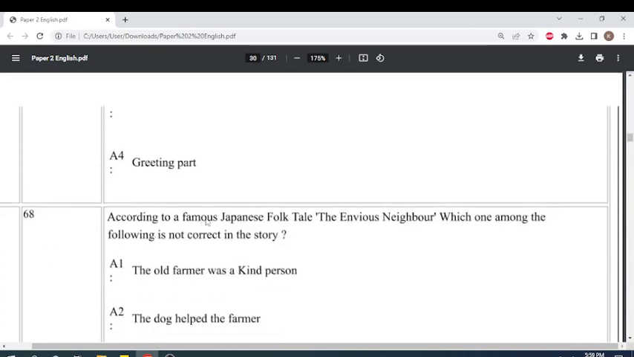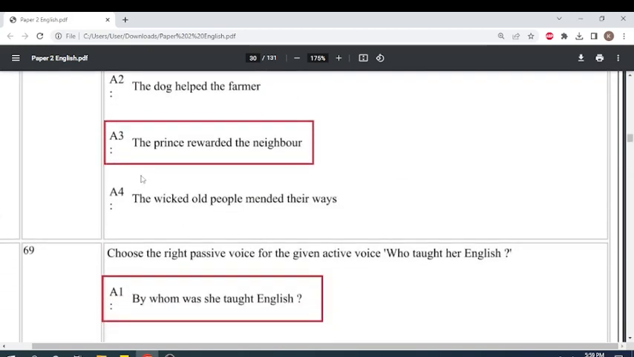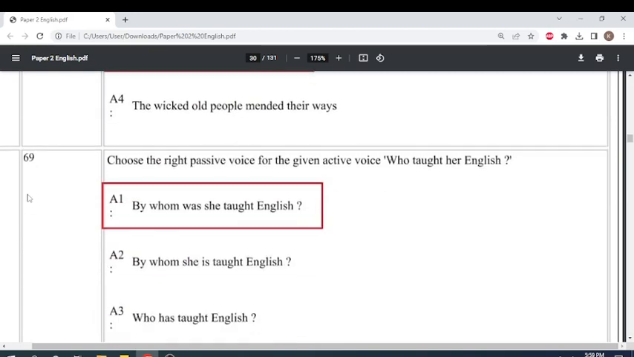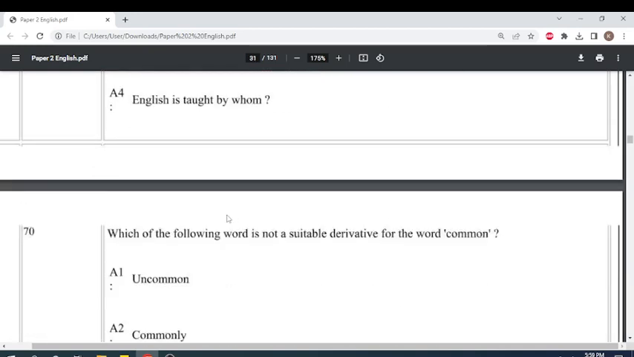68. According to a famous Japanese folk tale, the envious neighbor, which one among the following is not correct in the story? Answer A3, the prince rewarded the neighbor. 69. Choose the right passive voice for the given active voice. Who taught her English? Answer A1, by whom was she taught English?